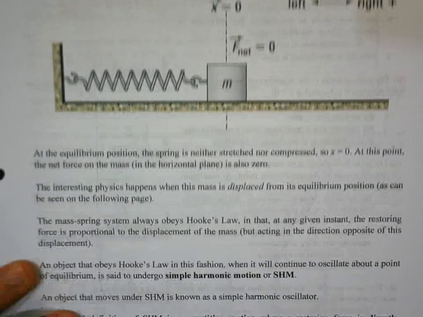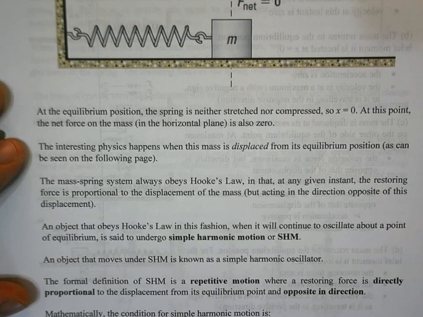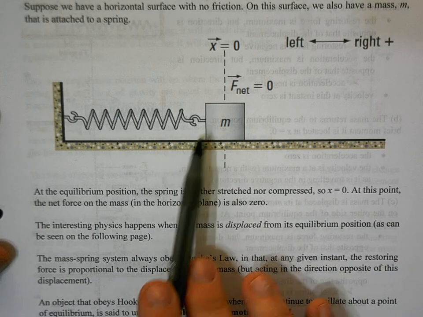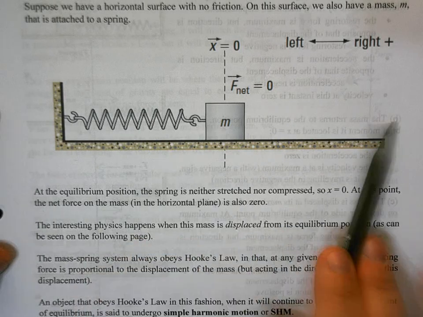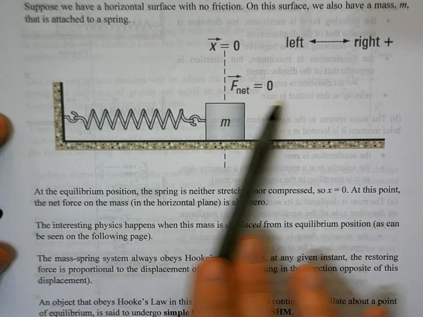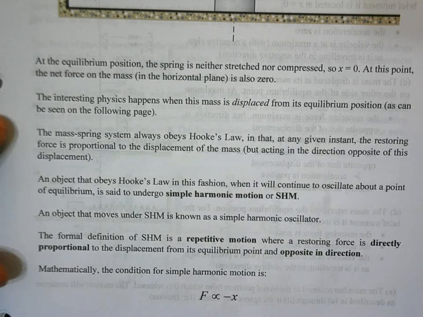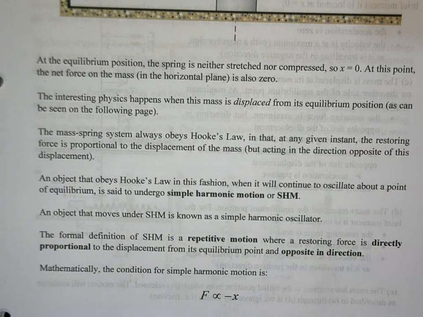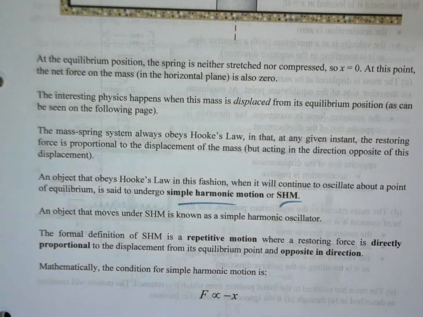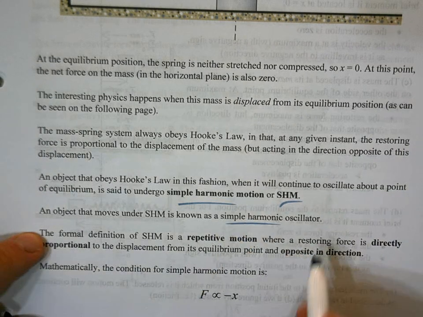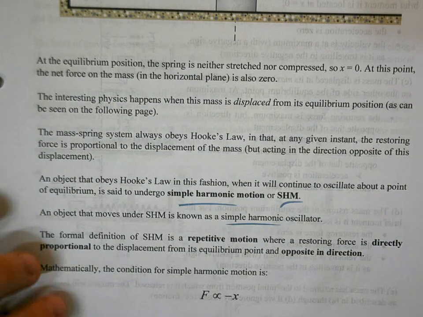So any object that obeys Hooke's law and continues to oscillate about a point, like this mass, we pull it, it's going to go back and forth and back and forth. We'd say it's oscillating about this point. It is said to undergo what we call simple harmonic motion, or SHM. And an object that undergoes SHM is sometimes referred to as a simple harmonic oscillator.